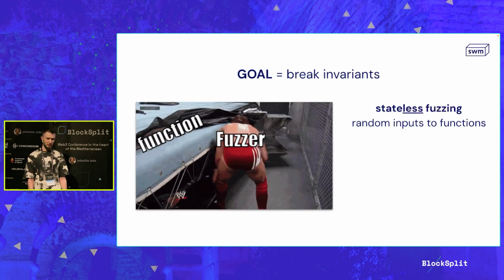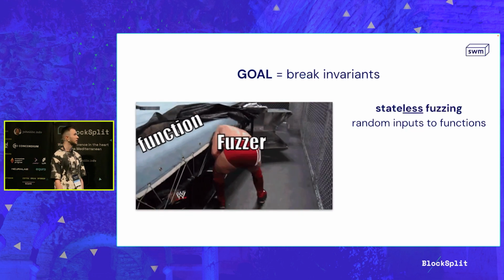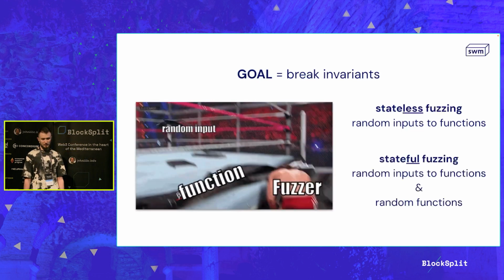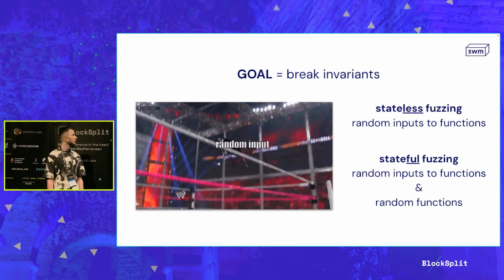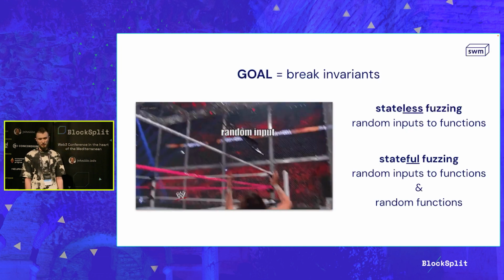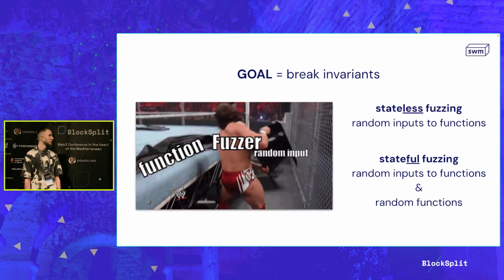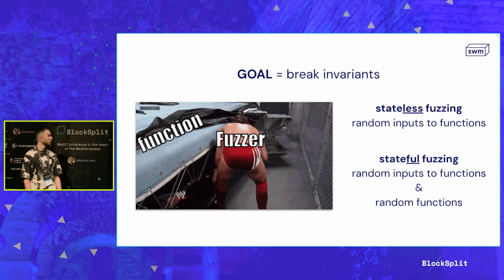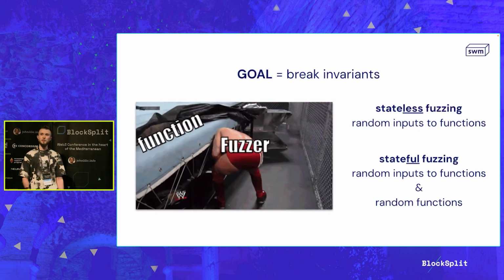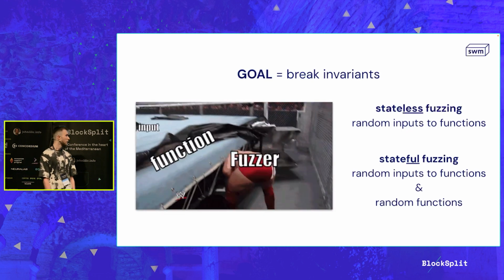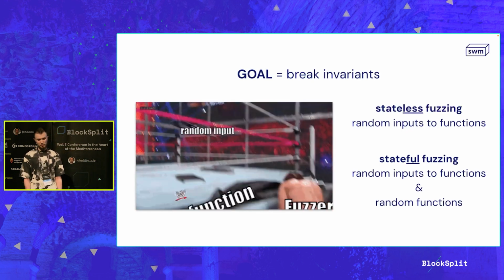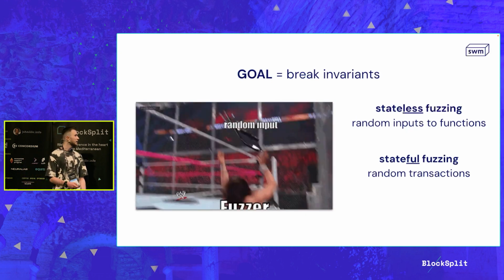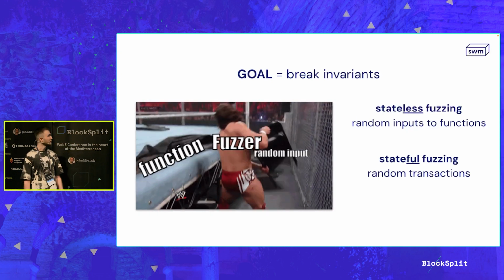So here we can talk about two types of this fuzzing. One is what was previously, which is stateless fuzzing, just random inputs to functions. And another one, maybe a slight level of abstraction higher, would be stateful fuzzing, which not only chooses random inputs to some function, but also chooses many different functions in our smart contract. So we could think of it also as just random transactions to our smart contract, so that the state is preserved between these runs.